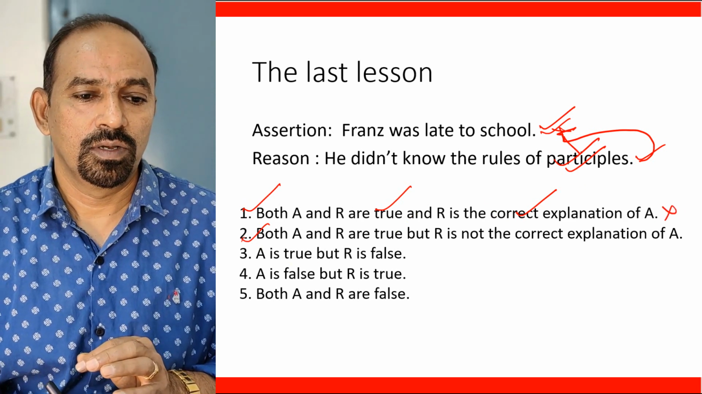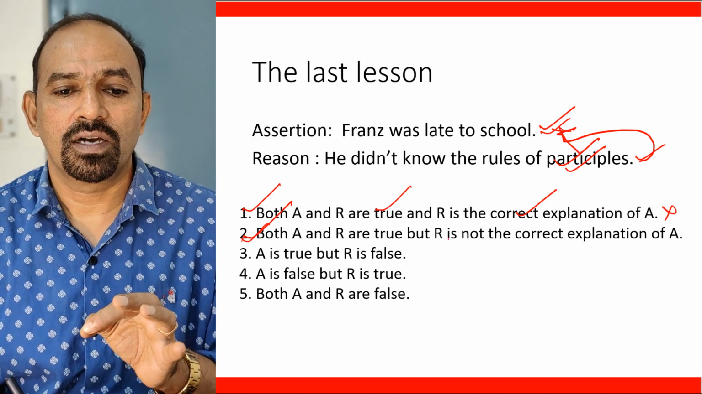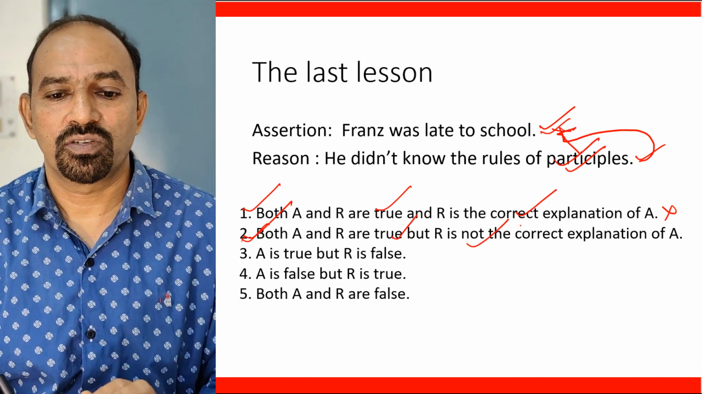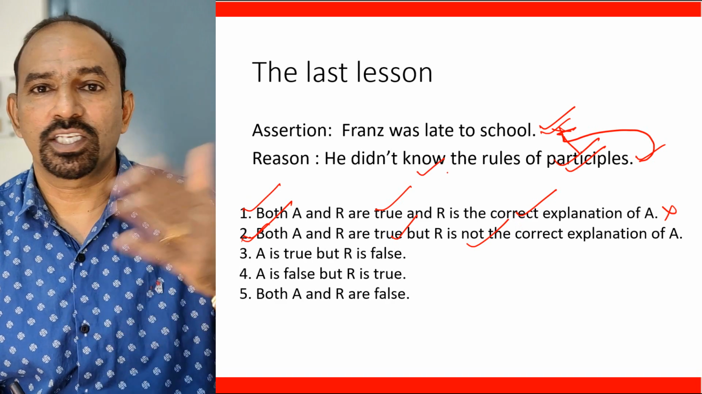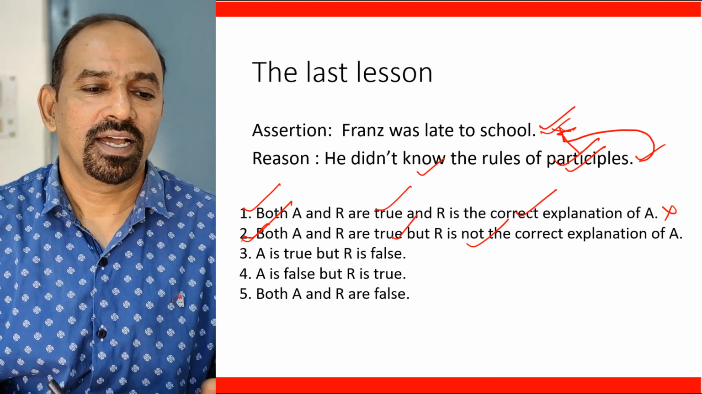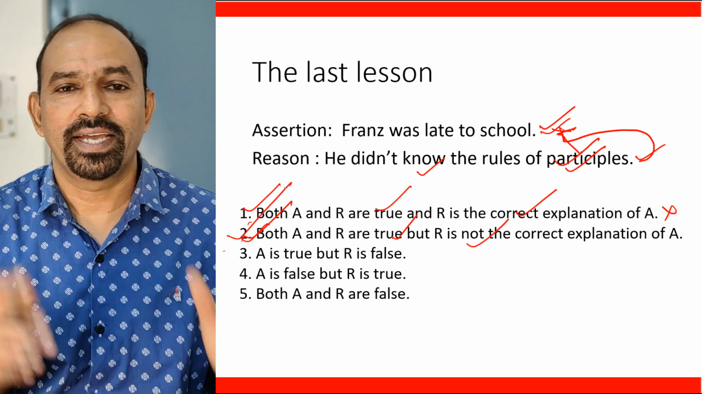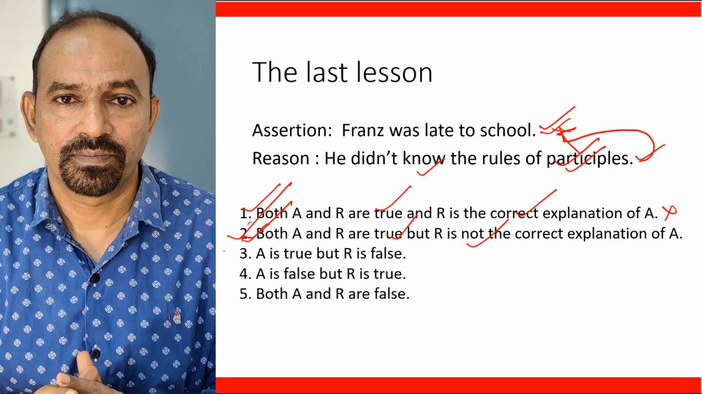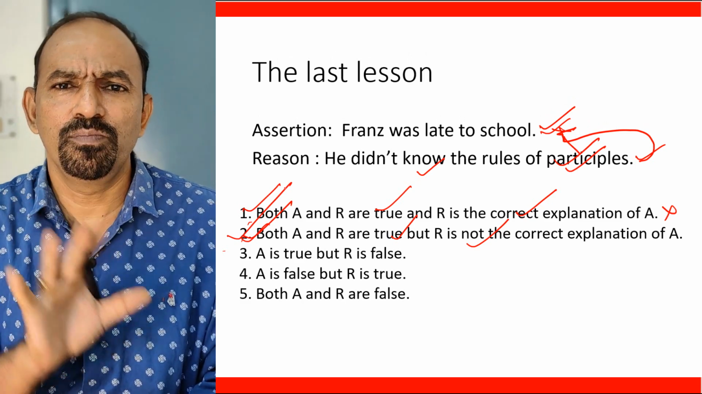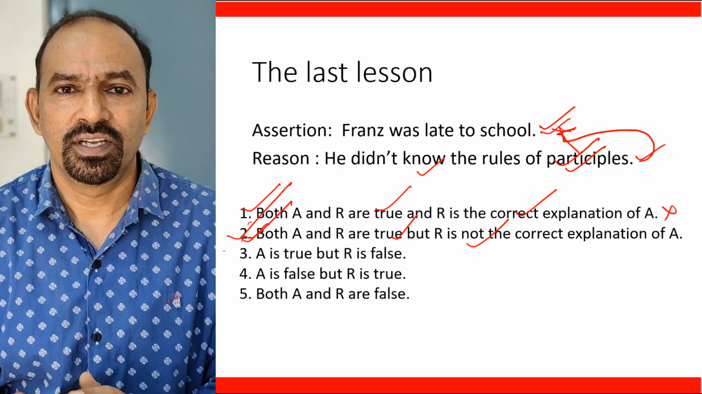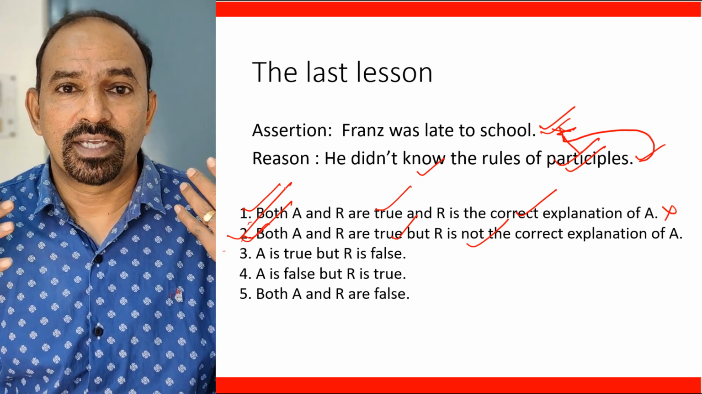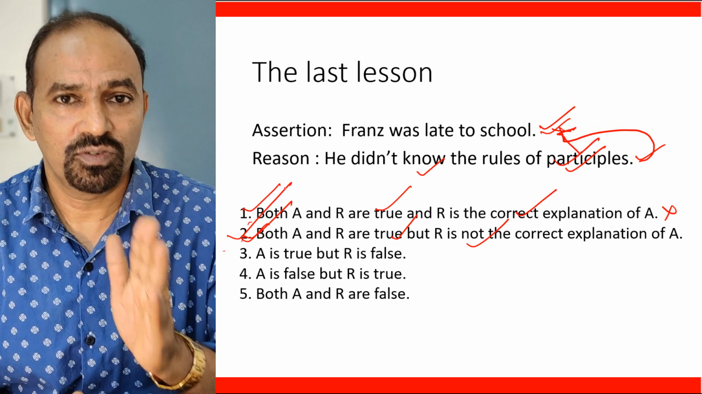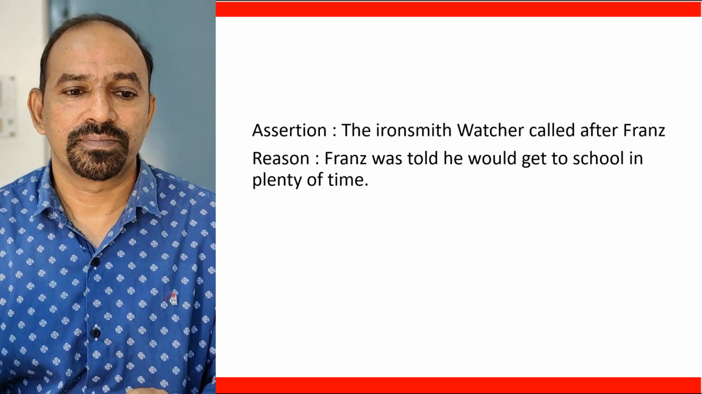Let's check: both A and R are true. Yes, here both the statements are true, but R is not the correct explanation of A. Yes, that is the correct option here. That is the right answer here. So you have to choose 2 as the right option. Got it? So this simple is assertion and reason. Don't think that this is a very Himalayan task. Nothing is there. It is not rocket science. You have to understand it. Let us move to the next question.